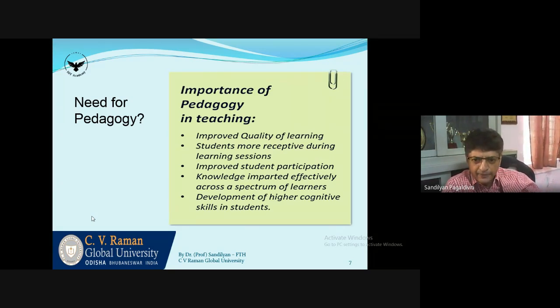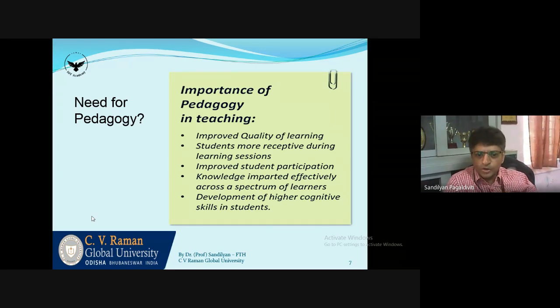So if there is some new technology available and you are not aware of it, then obviously you are going to lag behind. So it is not that mandatory that knowing this pedagogy you will be a great teacher, but yes, it will help you to improve your sessions. What is the importance? You see here, improved quality of learning for your students. They will be more receptive because they can relate with the new technology and the new guidelines. There is more participation. The knowledge is imparted, or knowledge transfer happens effectively.